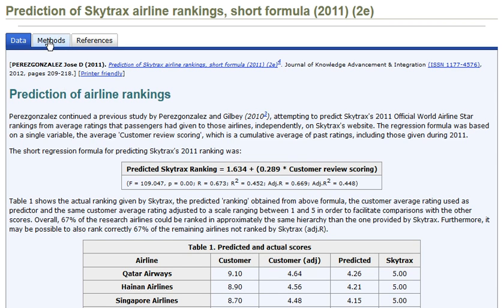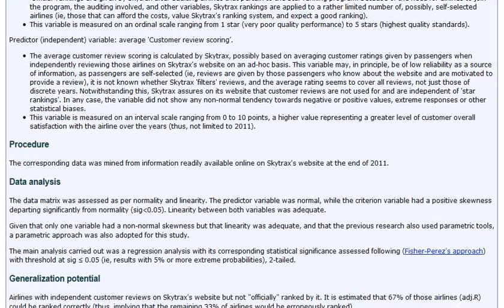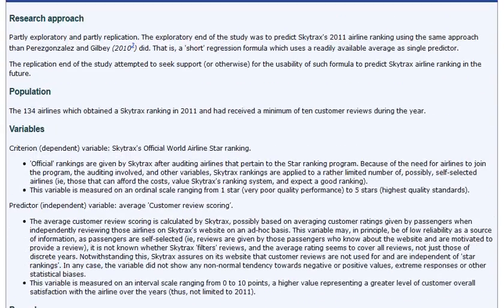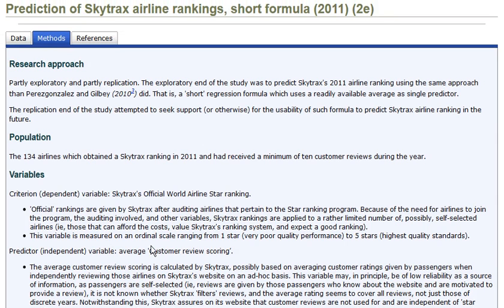Now, the objective of this article is to look for this regression formula for 2011 using 2011 data, but it's also in part a replication study because a similar study was done for 2010. So the author has kept the methods similar between the two studies, and used the same variables and the same criteria for selecting the airlines.